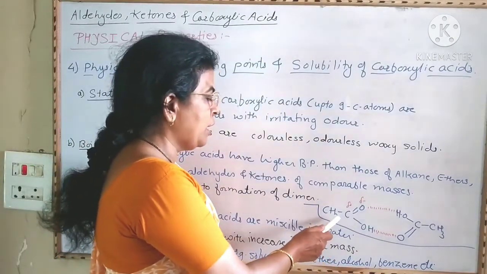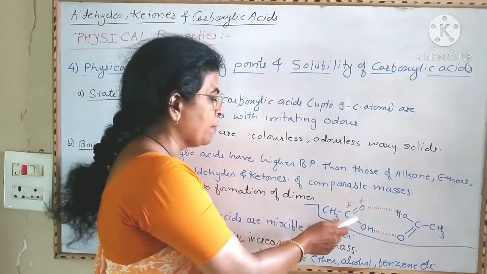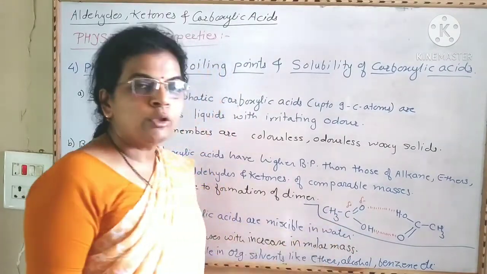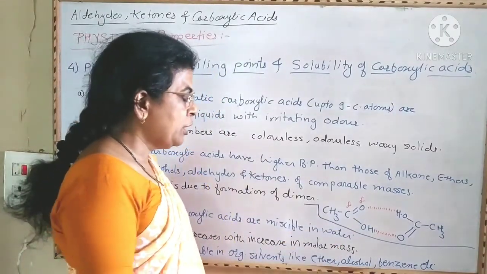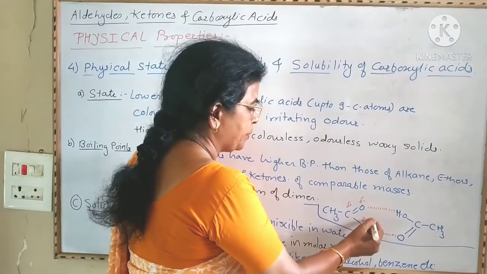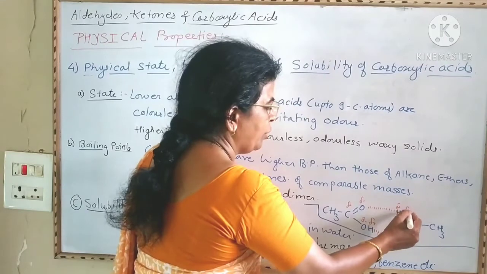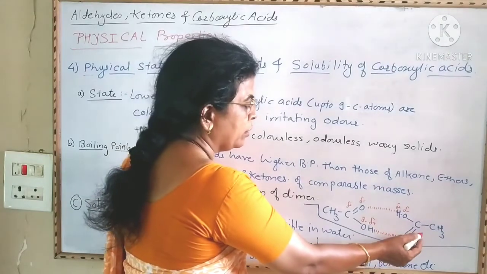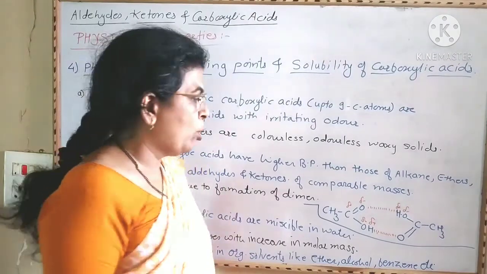We know that the carbonyl group of this carboxylic acid is polar, and here this OH bond attached to this carbonyl carbon is also polar. This is due to the higher electronegativity of the oxygen atom, and due to this the OH group forms a dipole. When this dipole is formed, there is formation of intermolecular hydrogen bonding between two acid molecules like this.